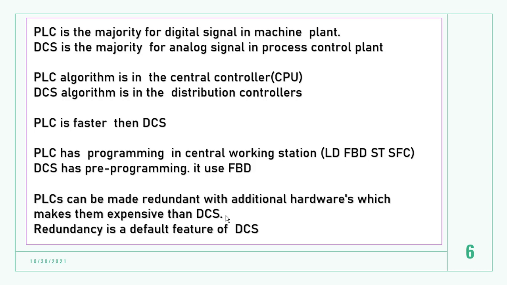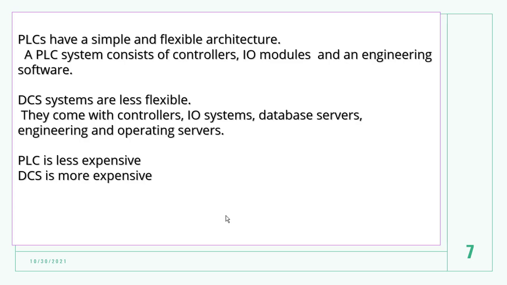For PLC, if you use redundancy, you have to buy extra hardware. That's more expensive. But in DCS, redundancy is a default feature. PLC has a simple and flexible architecture. A PLC system consists of controller, I/O module, and engineering software. DCS systems are less flexible. They come with controller, I/O system, database servers, engineering and operating servers. PLC is less expensive. DCS is more expensive.